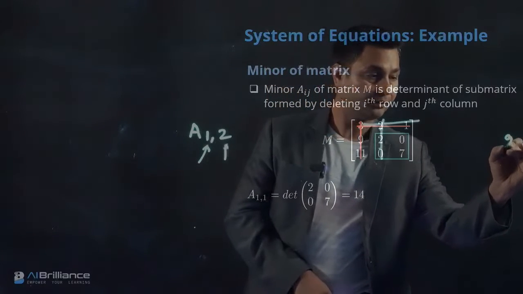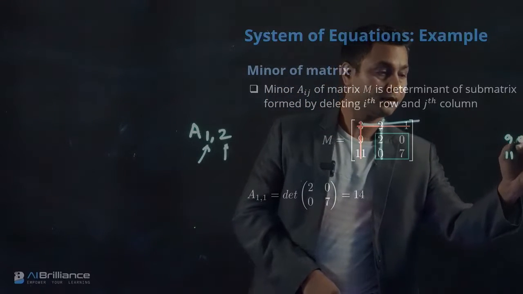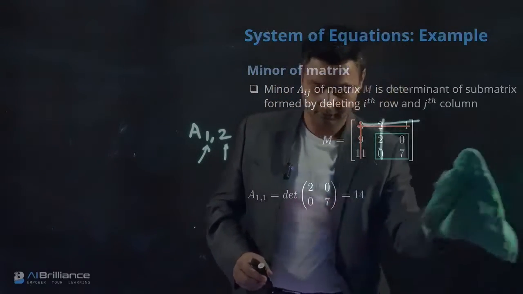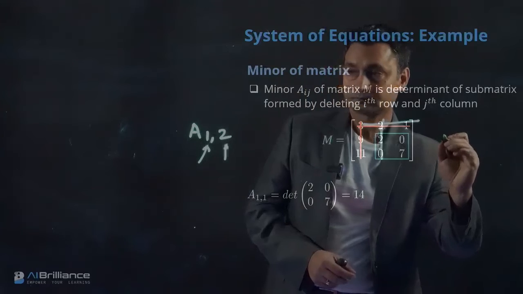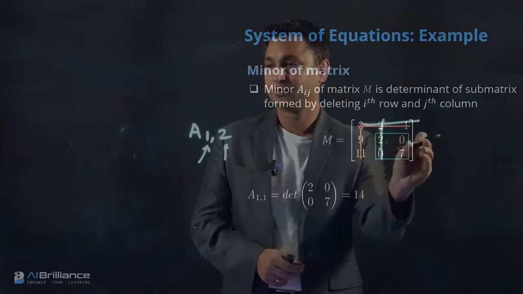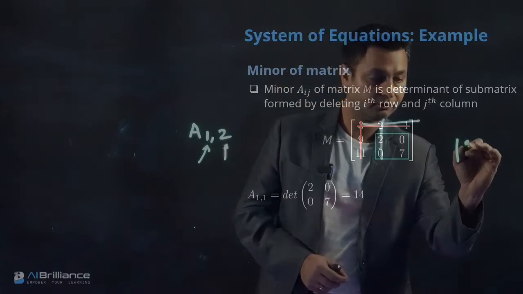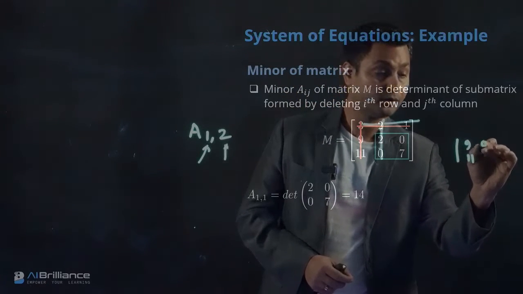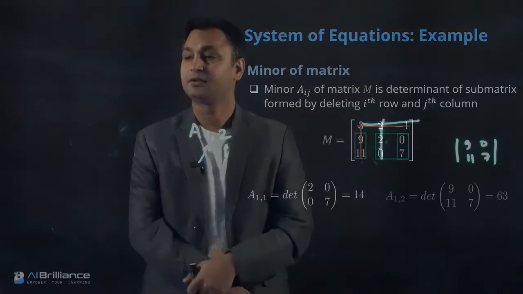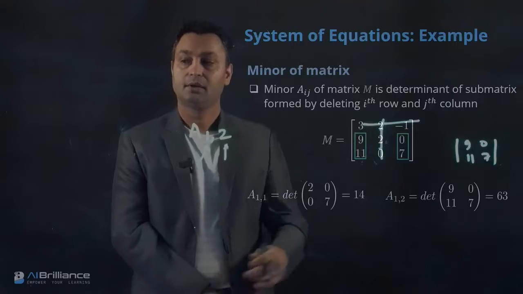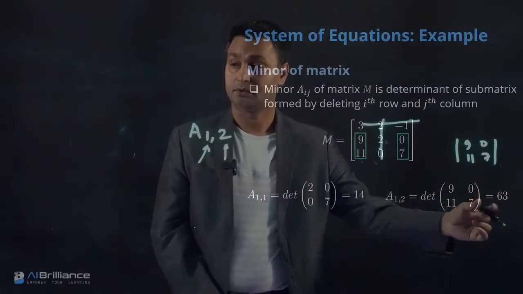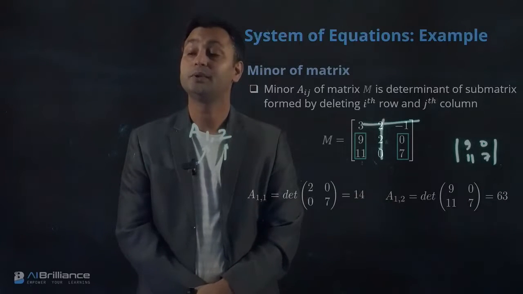Let me write it here so that you can see it clearly. If I eliminate this row and this column, then we'll have 9, 11, 0, 7. So the determinant of 9, 11 and 0, 7 will be essentially this value that is there. That is what is computed here. You can see we have 9, 11, 0, 7, and if I take a determinant of that, that will result in 63. So A12 is going to be 63.